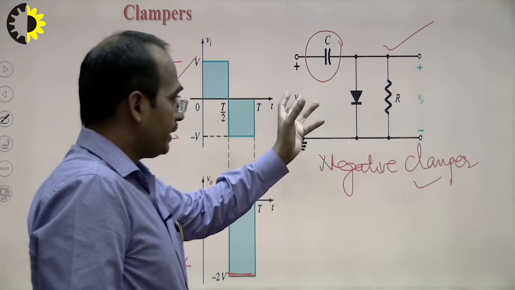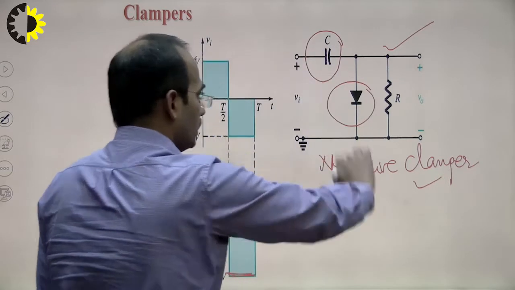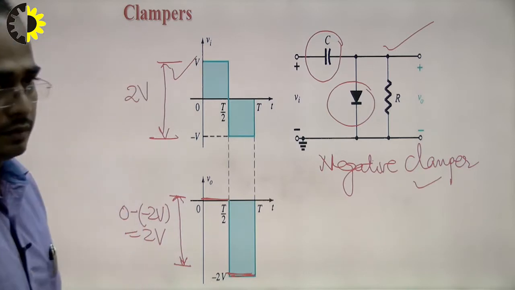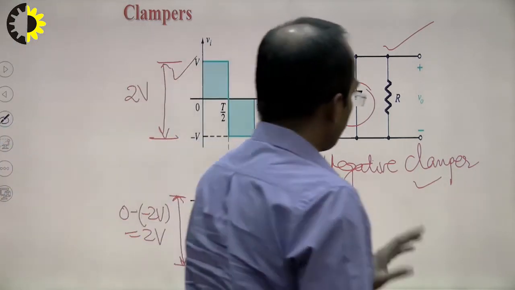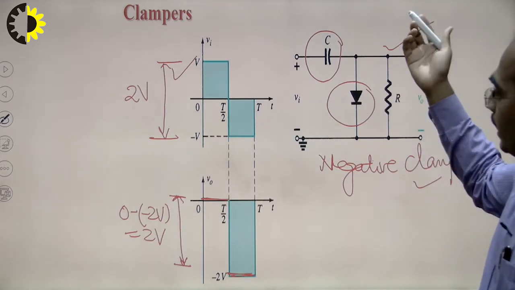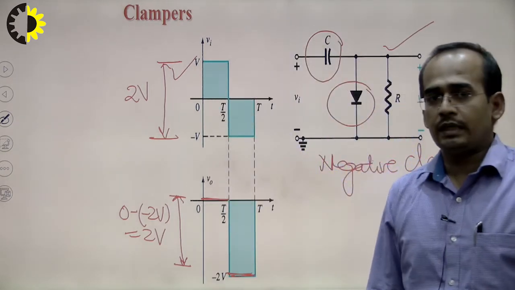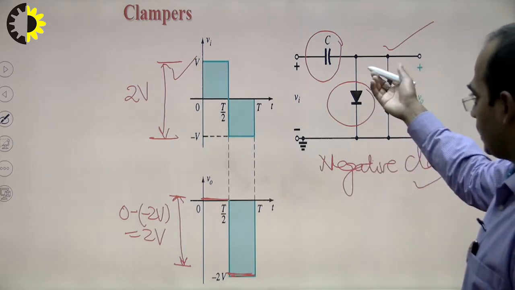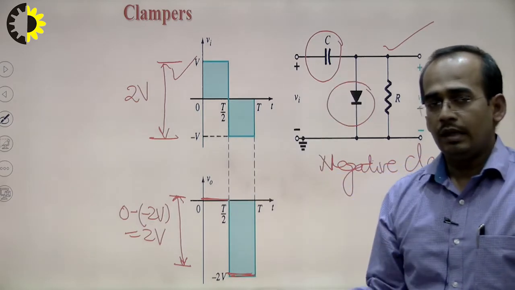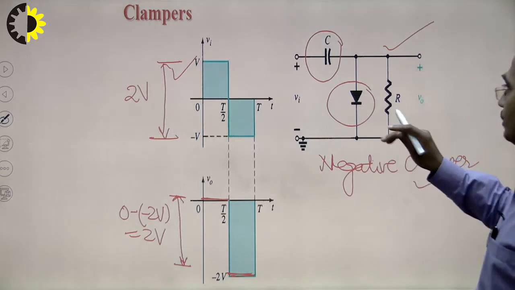Now how will you identify whether this is a positive clamper or a negative clamper? If the direction of the diode is downward, then it is a negative clamper. If the direction of the diode is upward, then it is a positive clamper. Okay, so this is the method to identify positive and negative clamper. Another thing is how you identify biased and unbiased. It has already been discussed by me in the clipper circuit, so no need to discuss this again. When I am biasing this diode with an external voltage, it becomes a biased clamper, and when I have not applied the external biasing voltage across the diode, this is an unbiased clamper.